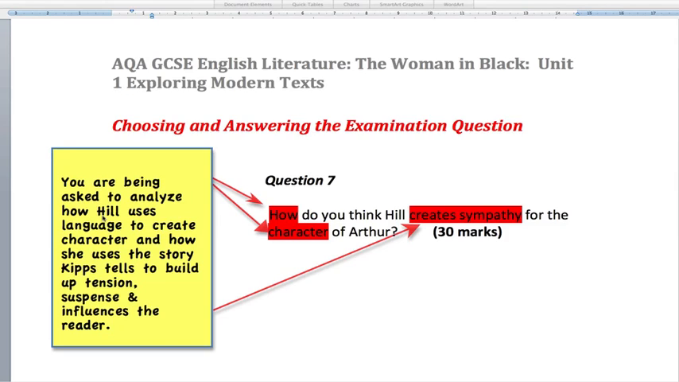This is what the word sympathy means. It means that even though we can't put ourselves into his position, we can be actually understanding in relation to the situation he finds himself in.